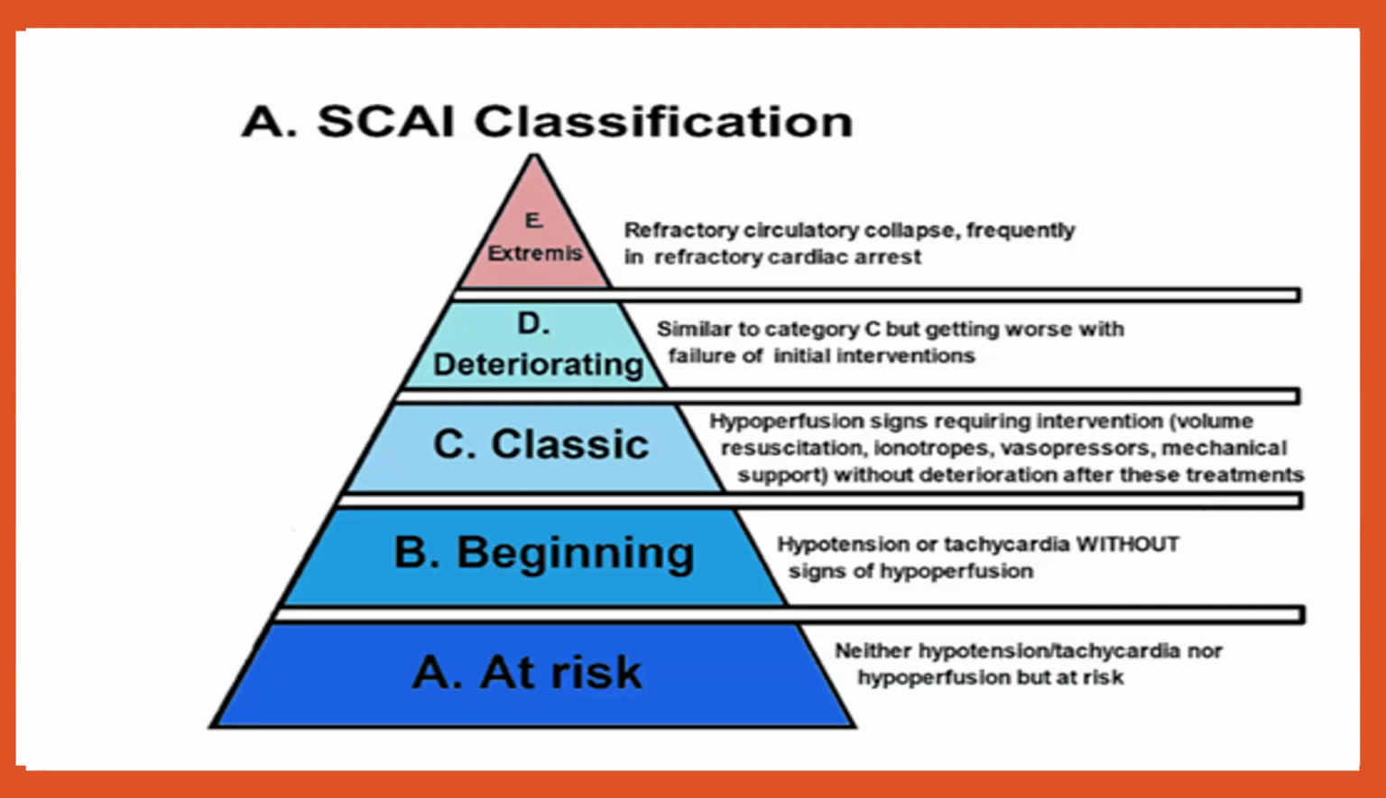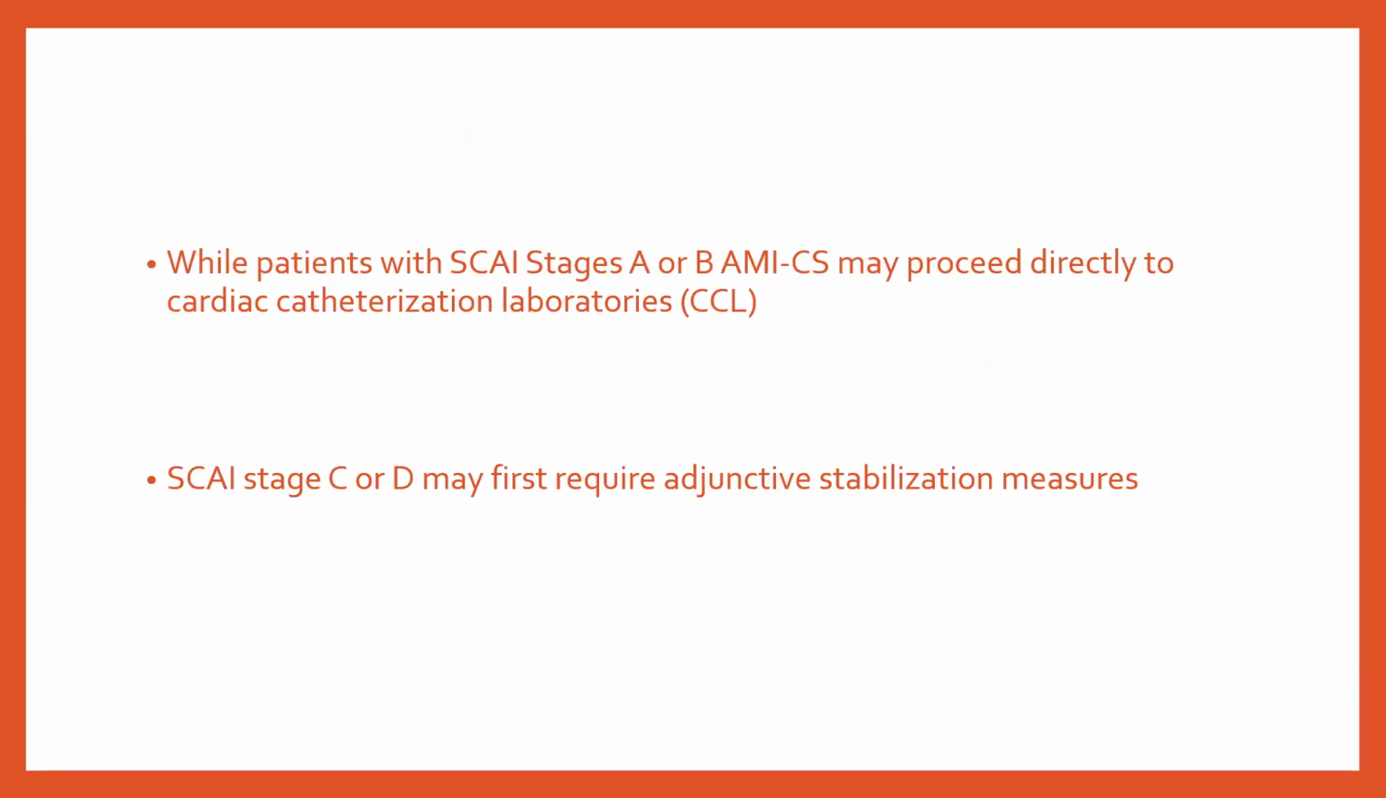Then C is classic. That means there is onset of hypoperfusion signs, which require intervention like volume resuscitation, administration of inotropes, vasopressors, or mechanical support, without deterioration after this treatment. Then D is similar to category C, but it is getting worse with failure of the initial intervention. Then E is refractory circulatory collapse. Frequently, the patient will go into refractory cardiac arrest.